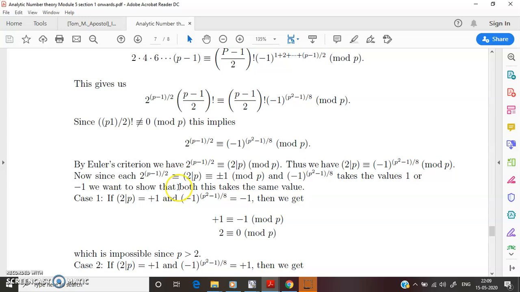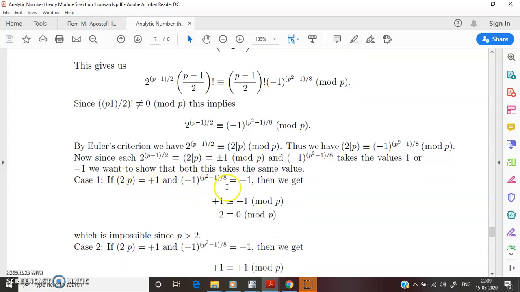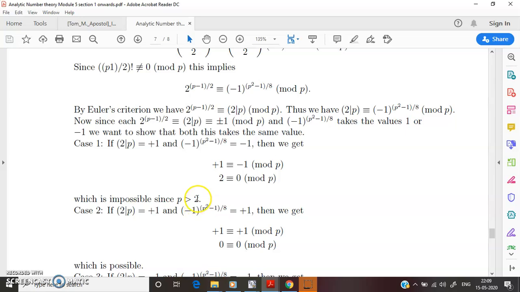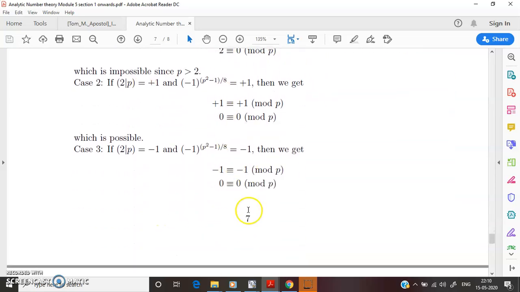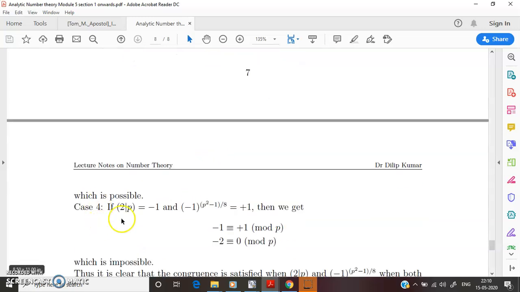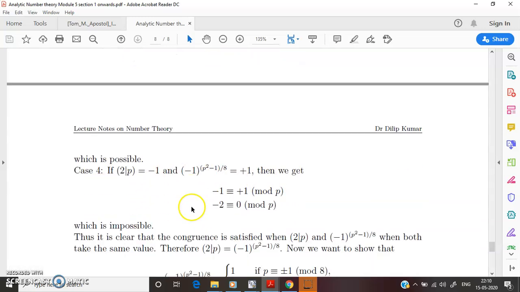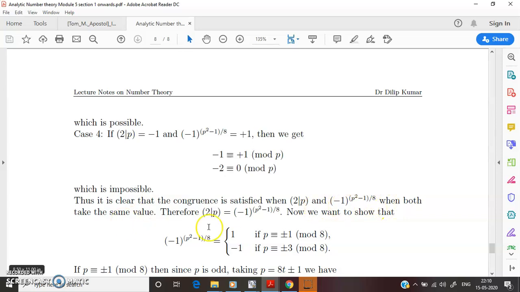For that, we know minus 1 raised to (p square minus 1)/8 takes values 1 or minus 1, and we have to show that this (2 over p) and this both take the same value. For that, you will take the 4 cases as in the previous proof, and you can see in all cases that when both values are same, this is possible, and if both values are different, this is not possible. So we get the congruence, and we see that (2 over p) is equal to minus 1 raised to (p square minus 1)/8.